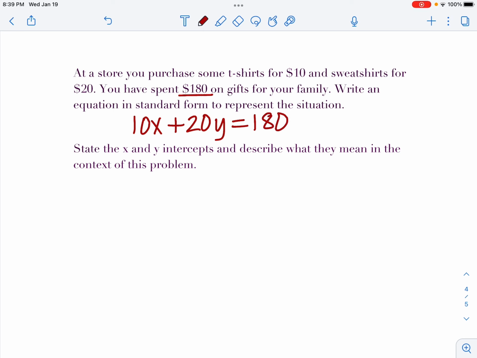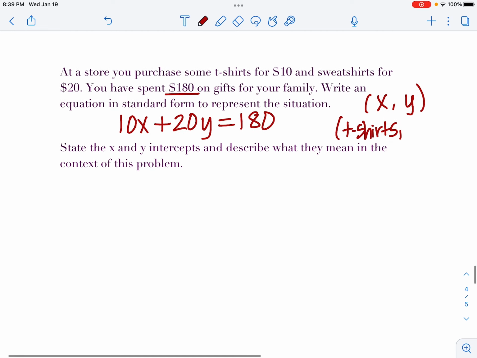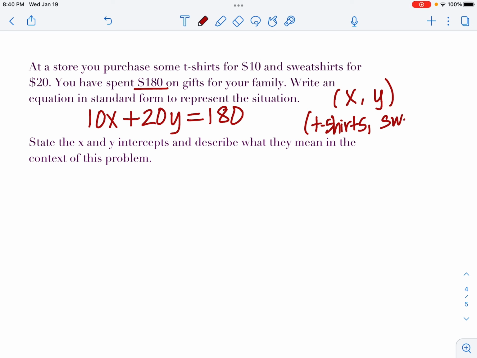One note that I'm going to put off to the side are what each of my variables stand for. In this equation, my x values are standing for t-shirts, and my y values are standing for sweatshirts. Writing this note down will help me describe what my x and y intercepts stand for, which is what the second part of the question asks.